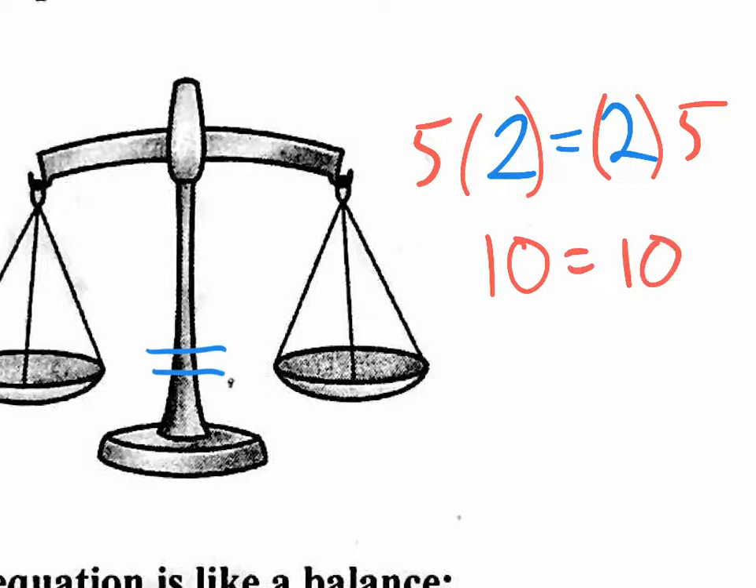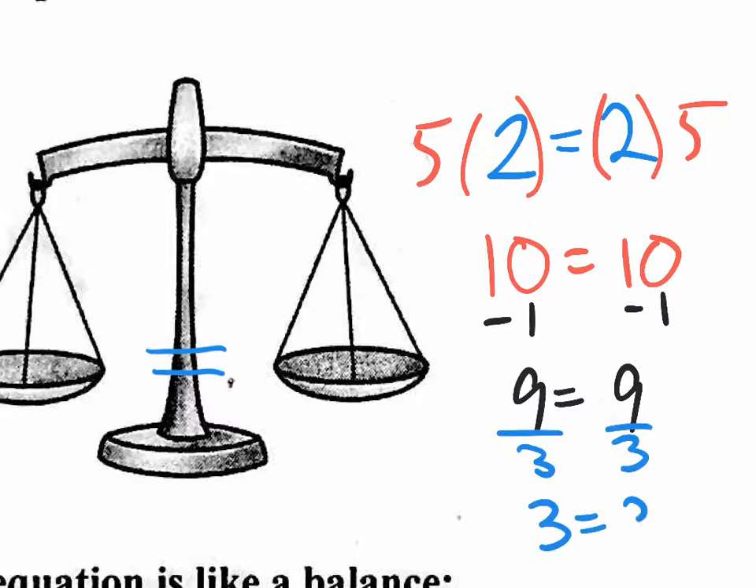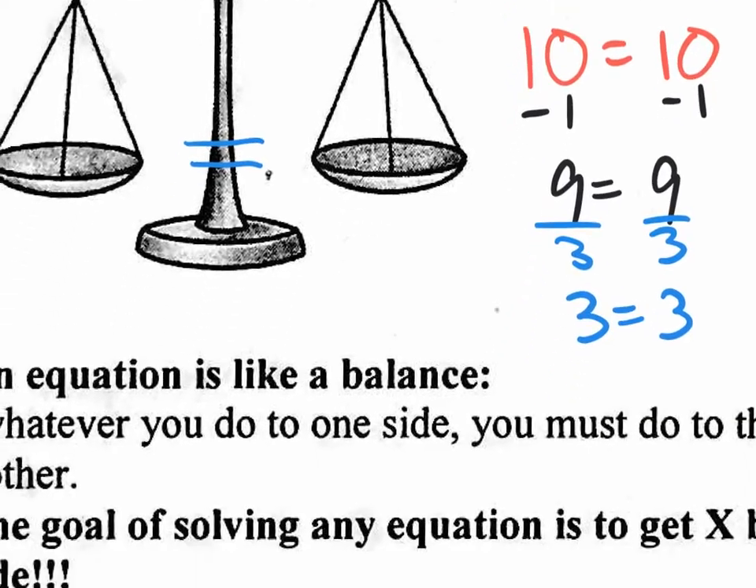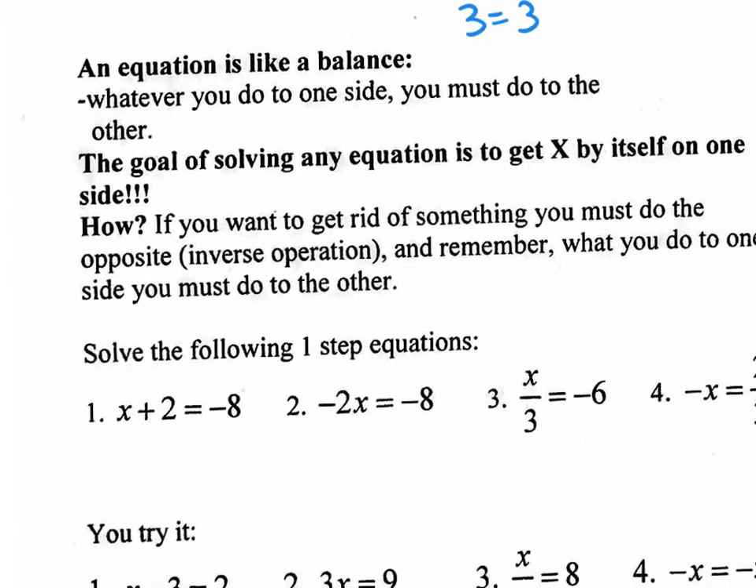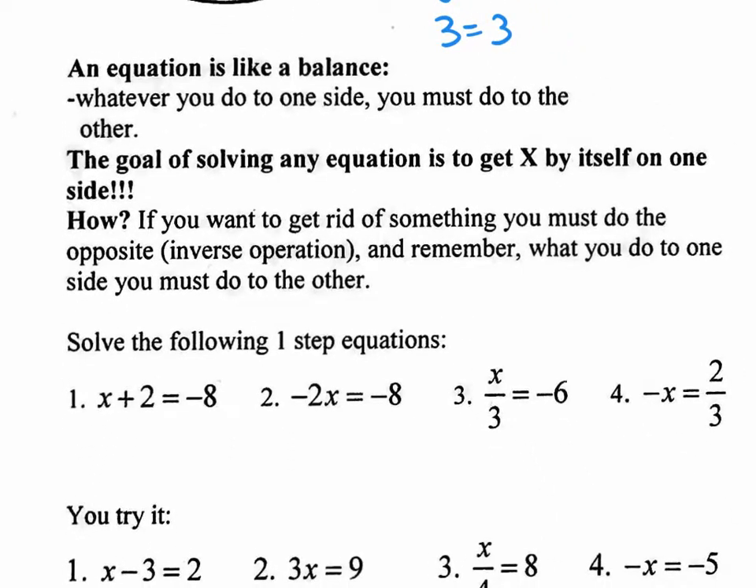I could subtract 1 if I wanted to. As long as I do it to both sides, I'll have 9 equals 9. I could divide by 3 if I wanted to. As long as I do it to both sides, the equality remains. So whatever you do to one side, you must do to the other. Let's go down here. It says whatever you do to one side, you must do to the other. I've already demonstrated that visually with my scale and also with numbers, right?